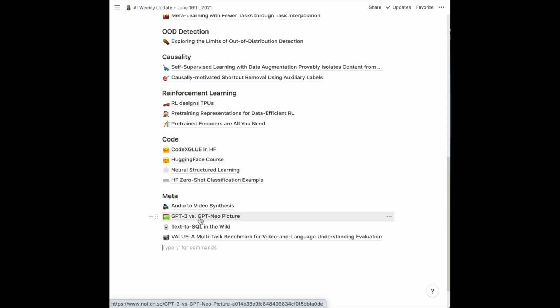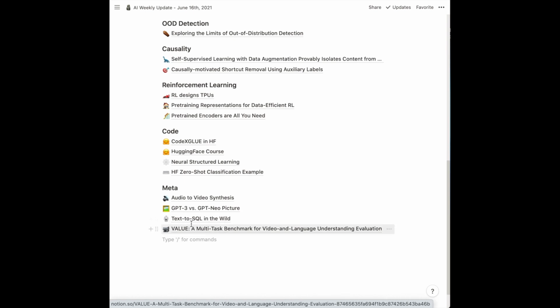Then this is a very interesting picture of GPT-3 versus GPT-Neo, looking at the data compositionality. So it's a diagram where we'll just look at it later in the video, so you can skip ahead if you want to see that. Text to SQL in the wild, a new data set of going from natural language to database queries, or what I think would be interesting would be the other way around, where you wouldn't even need a database schema, similar to last week's paper, database reasoning over text, but maybe that's too grandiose. Then VALUE, a multitask benchmark for video and language understanding evaluation, another data set for video data understanding.